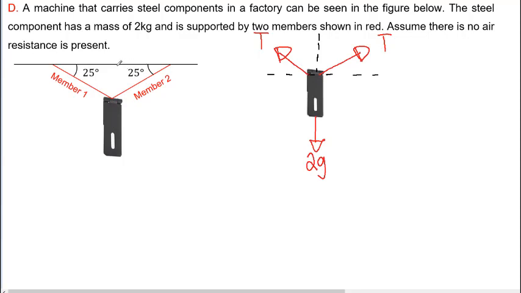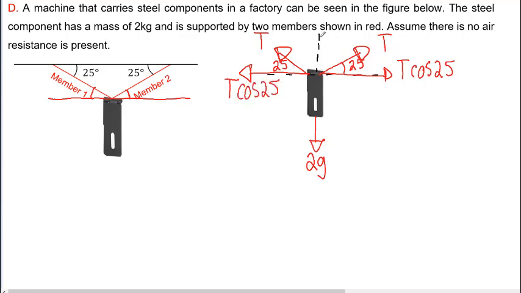Now, if this is 25, according to the law of alternate angles, this angle here must also be 25. That is equal to that angle there. And so is that angle there equal to that angle there. It's like a Z shape. So, therefore, this angle here is 25, and this angle here is also 25. Now we're going to go ahead and resolve these into two components. The first one being T cosine 25, and we have the same thing here. This is also T cosine 25.